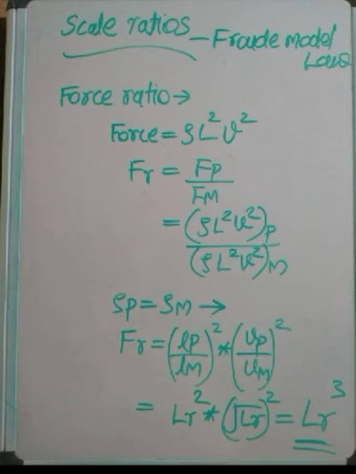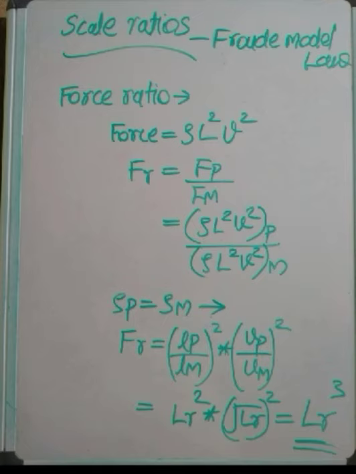Now we go for the scale ratio for force, Fr, which is equal to force at the prototype divided by force at the model, and it will be equal to rho p into Lp square into Vp square divided by rho m into Lm square into Vm square. But here we know that the density of the medium at which the prototype exists should be equal to the density of the medium at which the model is existing. So rho p becomes equal to rho m. So rho p by rho m should be 1, and the scale ratio for force becomes Lp divided by Lm the whole square into Vp divided by Vm the whole square.